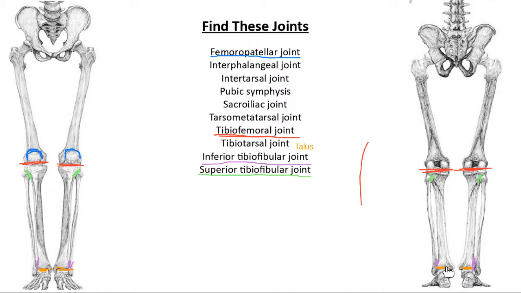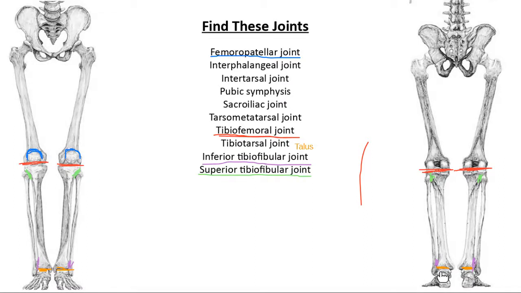We just talked about right here in the ankle, this joint is called the tibiotarsal joint. That's one of the specific joints in the ankle. Right next door neighbor to it is the inferior tibiofibular joint. That would be another example of a joint we find near the ankle.